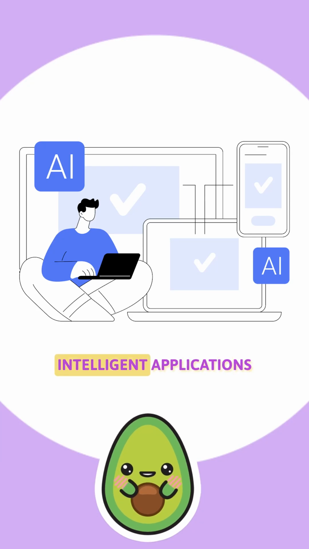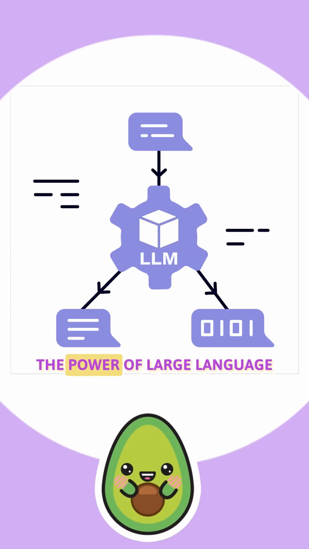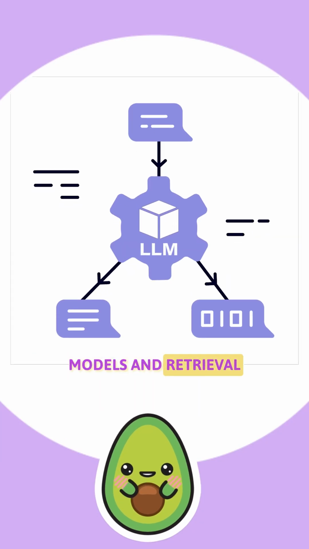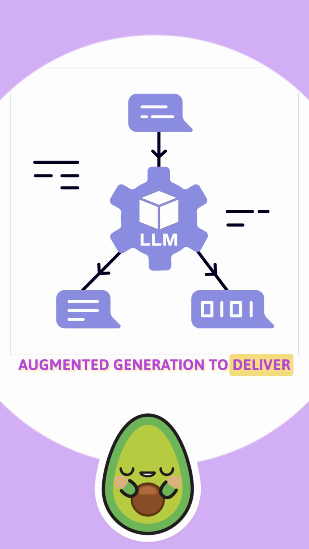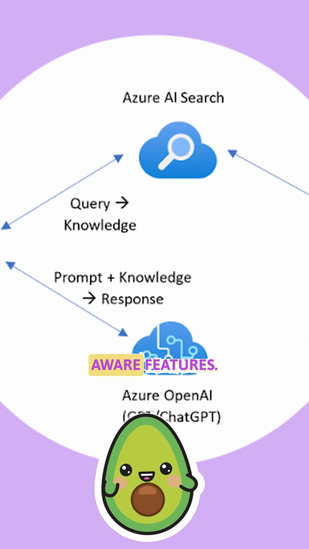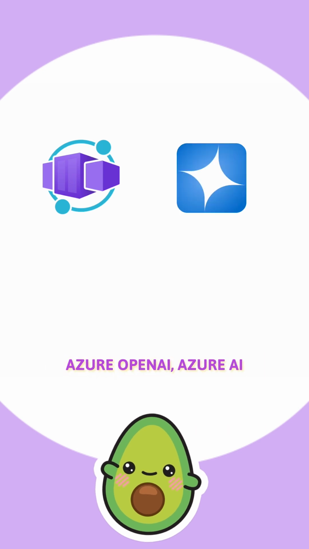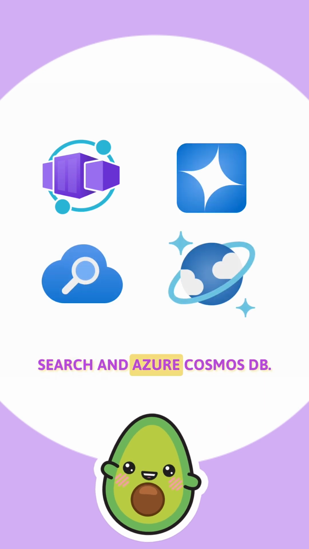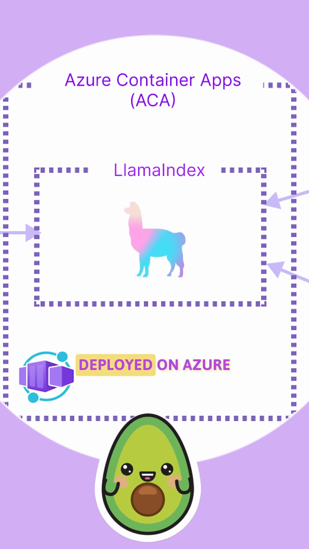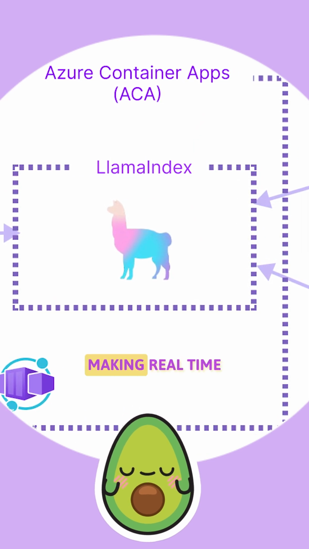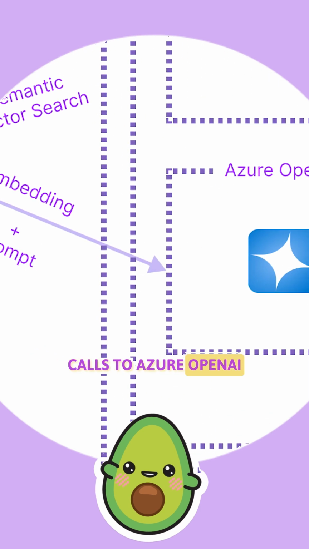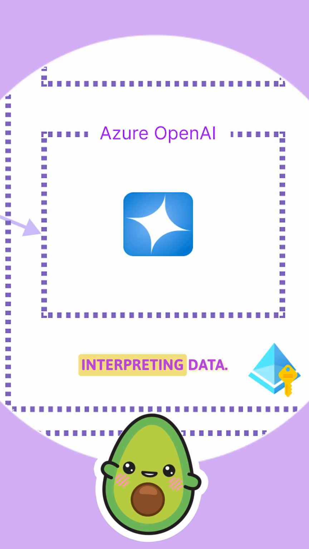What if you could build intelligent applications that harness the power of large language models and retrieval-augmented generation to deliver responsive, context-aware features? With Azure Container Apps, Azure OpenAI, Azure AI Search, and Azure Cosmos DB, this is possible. Imagine your app, deployed on Azure Container Apps, making real-time calls to Azure OpenAI for generating and interpreting data.